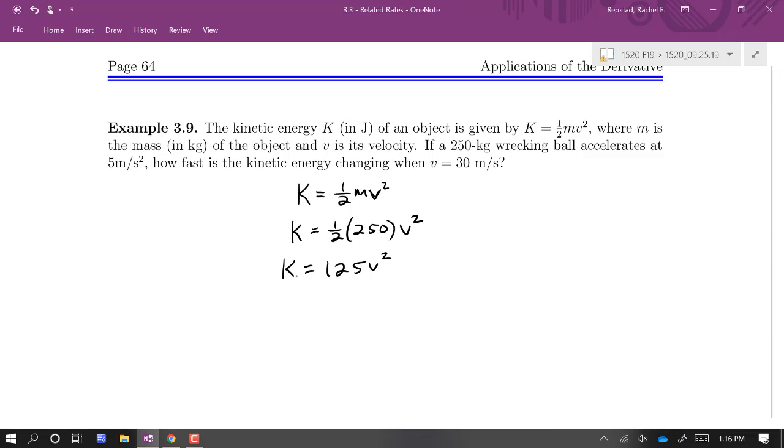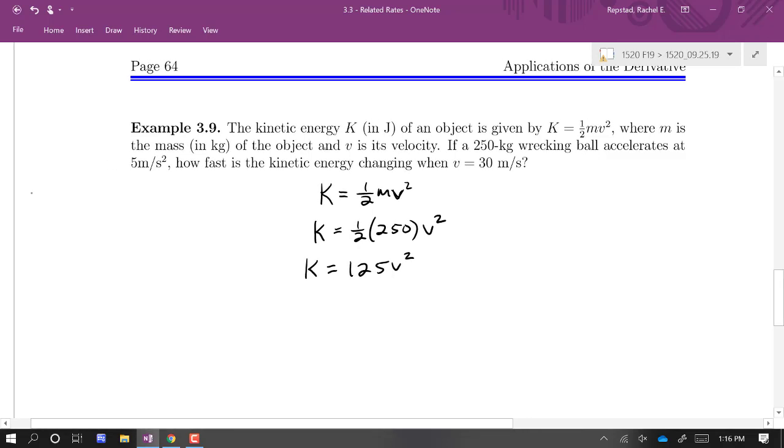In a related rates problem, they're always going to do 2 things. They're always going to tell you the rate at which one of those quantities is changing. And then they're going to ask you to find the rate at which something else is changing. So there's a know and there's a want. What is the rate that they gave us? 5 meters per second squared. 5 meters per second squared.